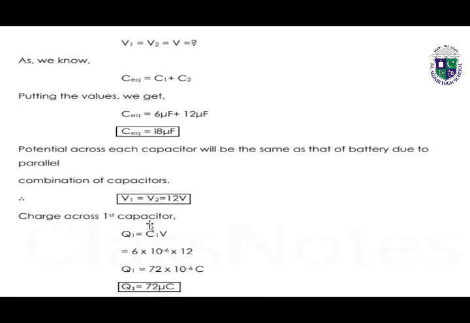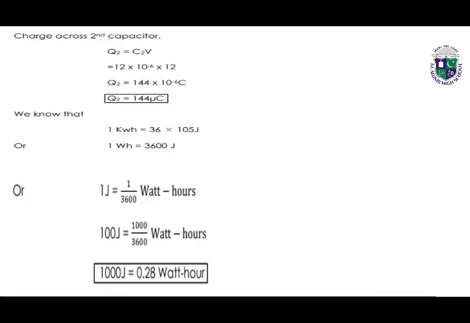So charge across the first capacitor is Q1 is equal to C1 V. Simply by multiplying it, we get the answer Q1. Now to find the value of Q2, Q2 is equal to C2 V. By putting the values and multiplying, we get the value of Q2, which is 144.